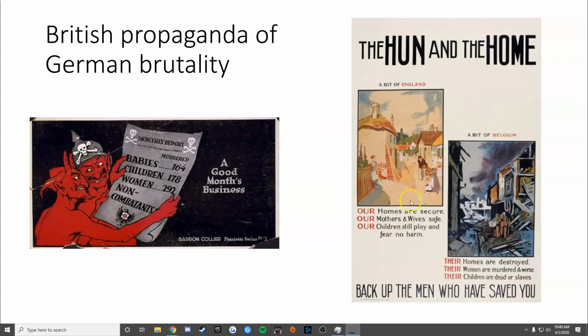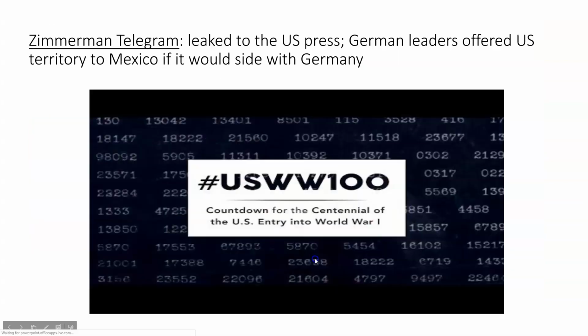The Hun in the home, a bit of England: our homes are secure, our mothers and wives are safe, our children still play and fear no harm. Their homes are destroyed, their women are murdered, their children are dead as slaves. A bit of Belgium says, do you want this to happen to us? So the British are playing on American fears of German brutality.